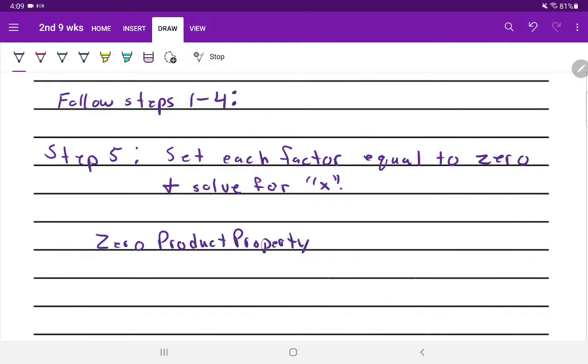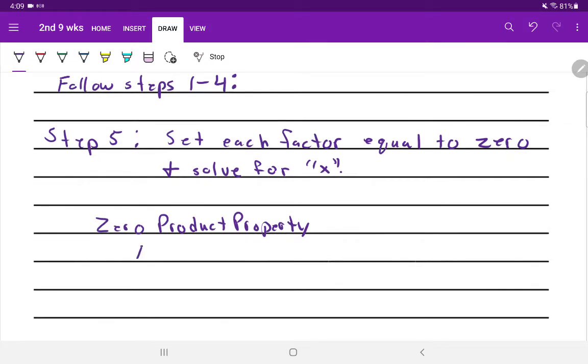What's math without a little bit of a mathy term. Basically, we're going to take our factor 1 times our factor 2 equals 0, right? And all that means is either our factor 1 is 0 or factor 2 is 0. All right, so there we go. Just applying that property to step 5, and that's how we solve.